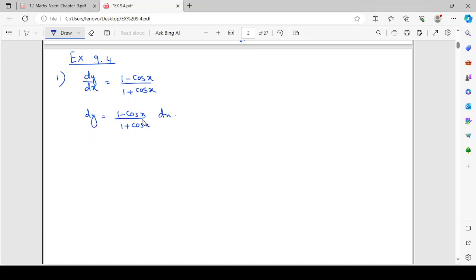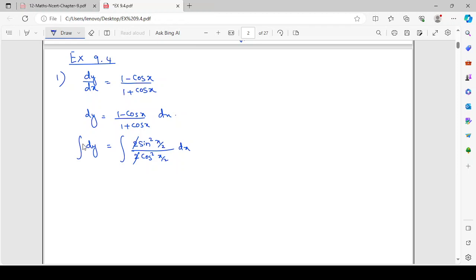Once the variables are separated, as I told you, we should do the integration. Integration of dy equal to integration of (1 minus cos x) by (1 plus cos x). As we know, 1 minus cos x is nothing but 2 sin square x by 2. Please recall the formulas. And 1 plus cos x is 2 cos square x by 2, dx. So the 2 will get cancelled. Once we find the integration, that is the general solution.